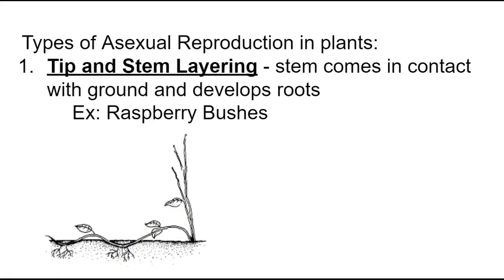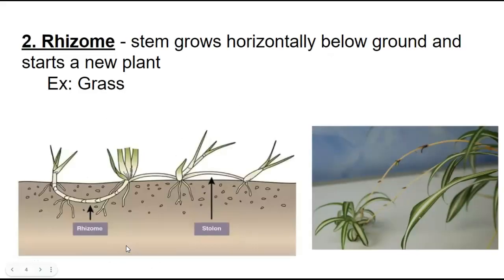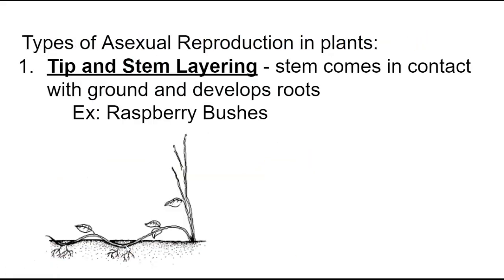Some bushes, like raspberry bushes, as they're growing, the stem kind of bends over, and then part of it starts developing roots. Tomato plants can do this. If some of the branches are on the ground, the branches will start developing roots. So it's just the stem comes into contact, develops roots, and then sometimes it looks like a different plant here, but it's really just part of the same plant.